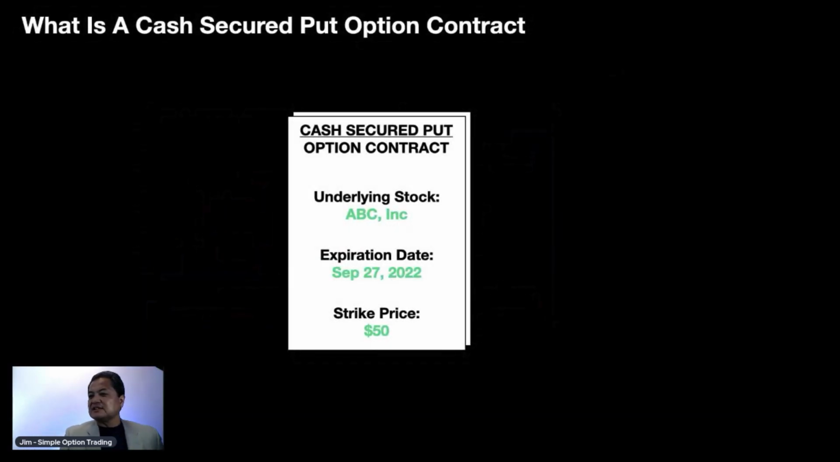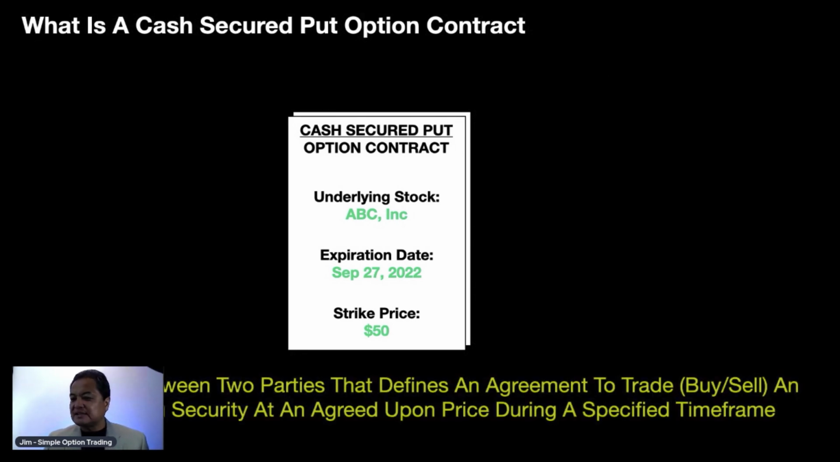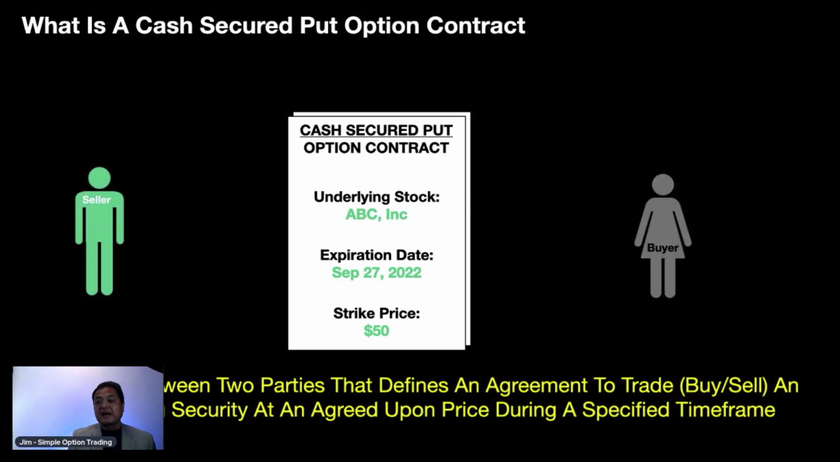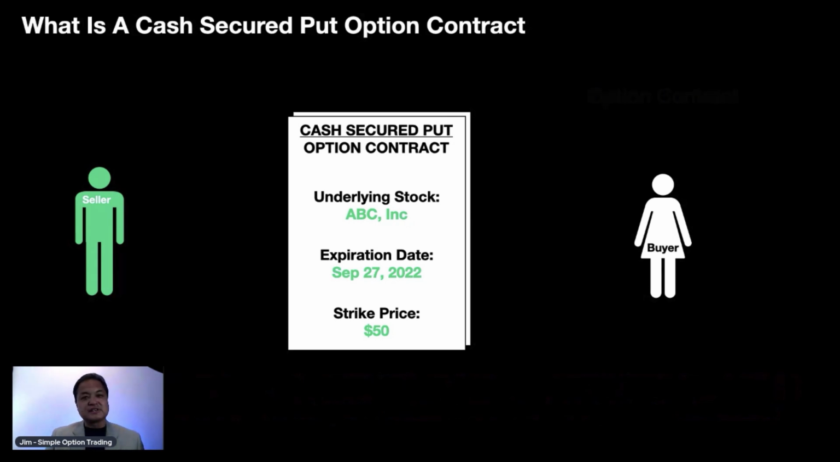So this first slide is, and I talked about it last week, right? It's a cash secured put option contract. What is it? Well, basically, it's a contract between two parties, a buyer and a seller, where they agreed to trade an underlying security at a set execution price during a specified time frame.